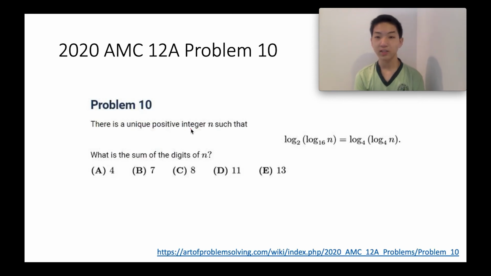So now we have a slightly more difficult problem. This comes from the AMC 12A, because logarithms don't show up as often on the 10A compared to the 12A or in other competitions like the AIME.